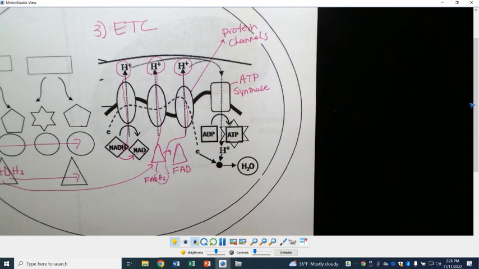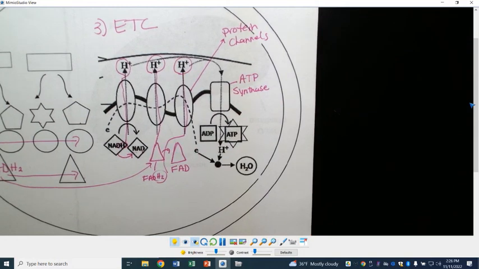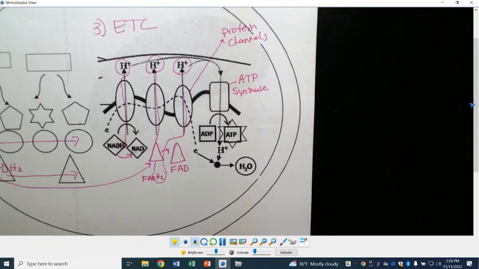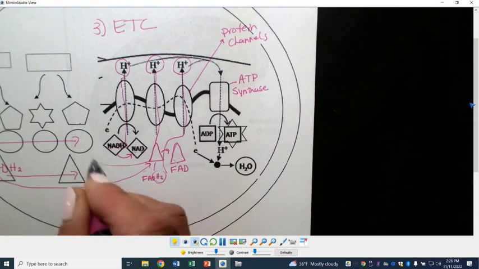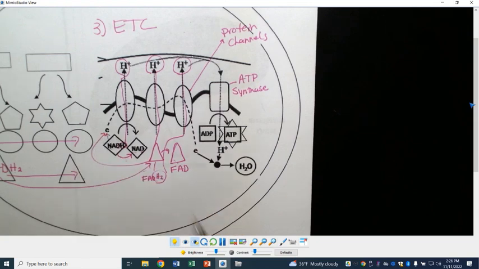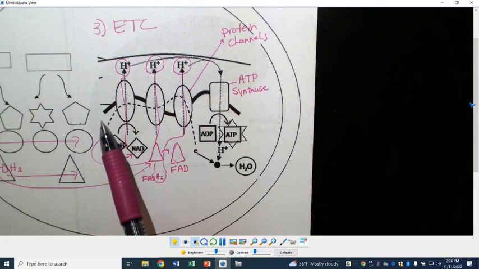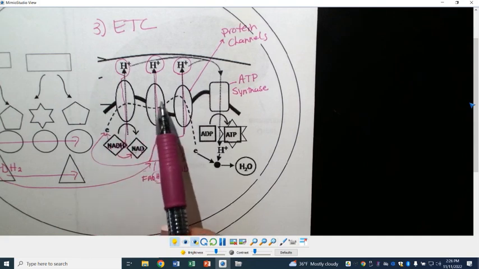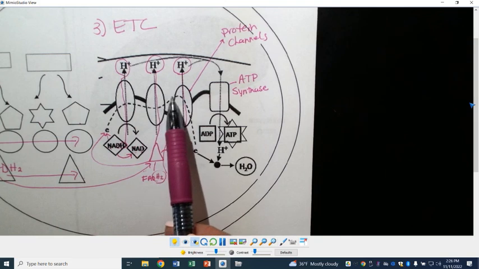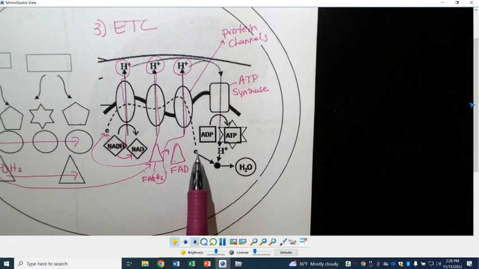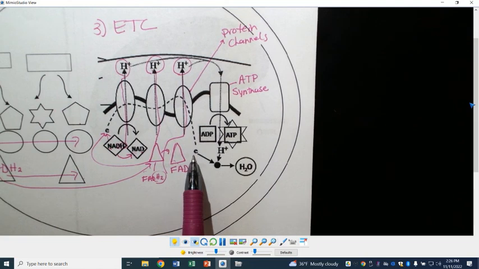Okay? They also lose their electrons. They're losing a lot of stuff. So both of these guys are going to lose their electrons. So you can make an arrow here and an arrow here. They lose their electrons. The electrons float across the membrane, the protein channels, excuse me, and they are deposited down here. And they're going to be used. They're just not used yet. Okay? We'll get back to that electron.